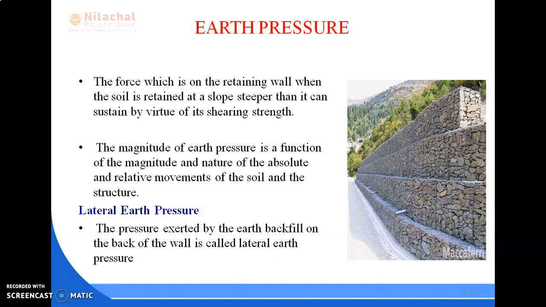Next is the lateral earth pressure. The pressure exerted by the earth backfill on the back of the wall is known as lateral earth pressure, and this pressure is always horizontal in direction.